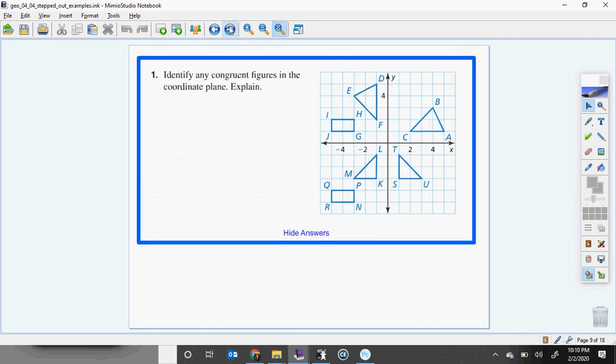Alright, here's another one. So go ahead and pause the video, try this one on your own, and whenever you think you have the correct answer, push play. Also, as you're figuring out which shapes are congruent, think about what transformations are applied to one to make the other. Alright, so go ahead and pause the video and give it a shot.